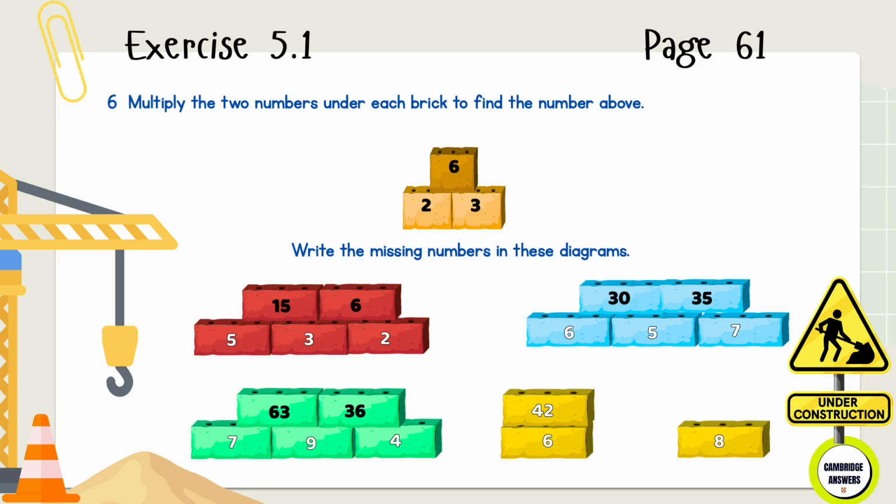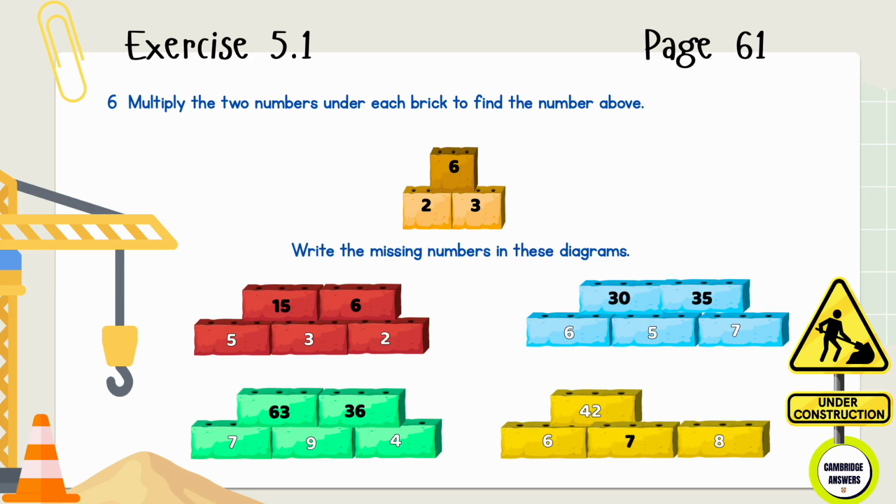Look closely. We have 6 and 42, but what's the missing number in the middle? The rule. The top brick is the product of the two numbers below. So 6 times what equals 42? Let's flip it around. 42 divided by 6 equals 7. There it is, 7. Place that yellow brick.